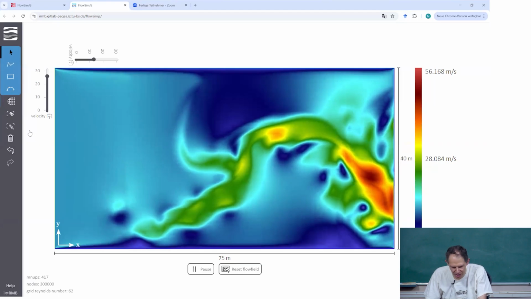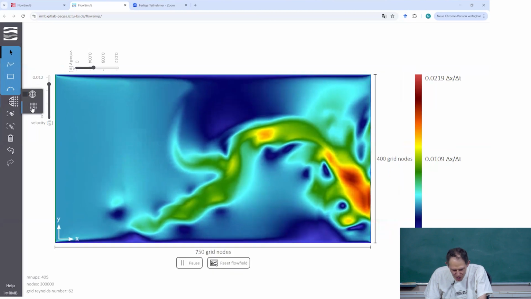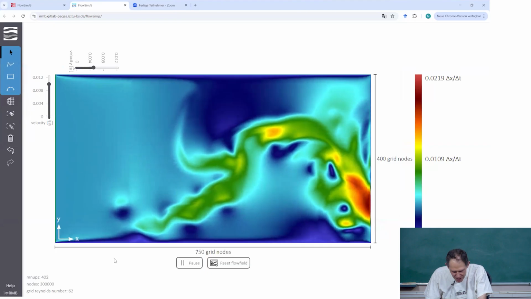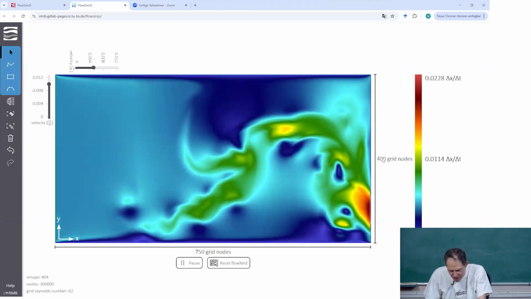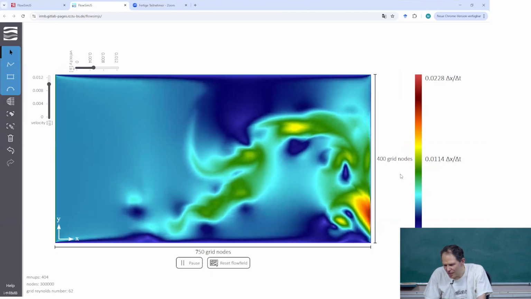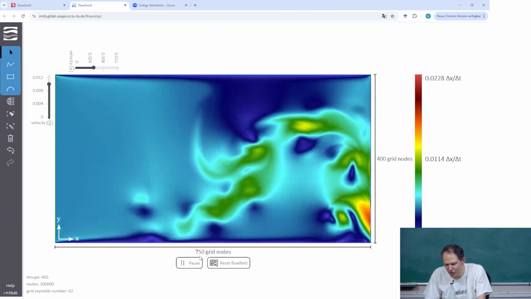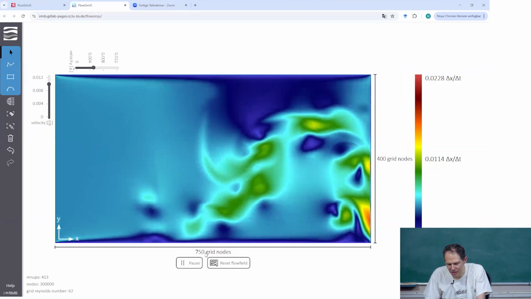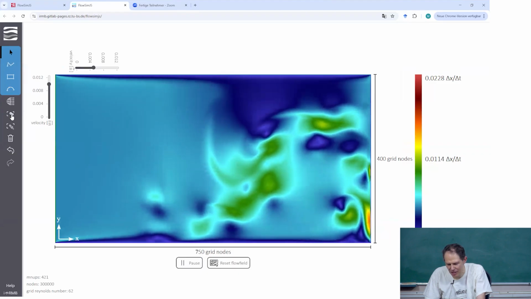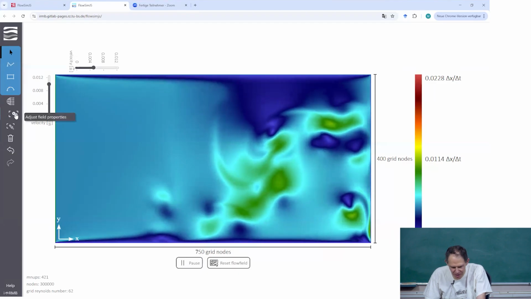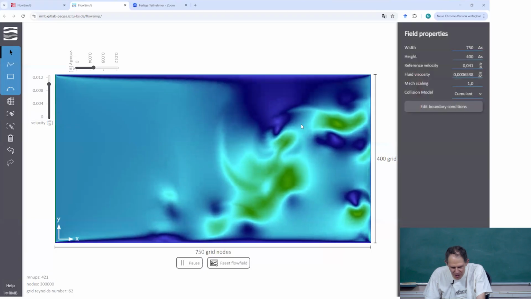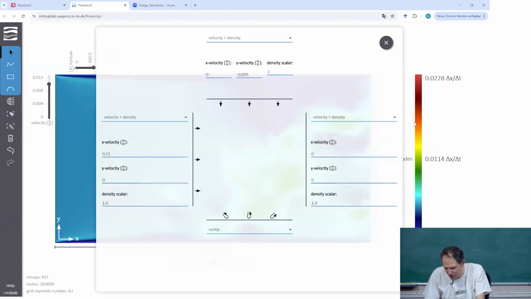We can turn this on, because we are now studying Lattice Boltzmann. Because Zoom is running in the background, it's much slower than it was supposed to be. It's a Cartesian grid, 400 grid nodes times 750 grid nodes. You will be able to adjust some properties here, in particular boundary conditions.